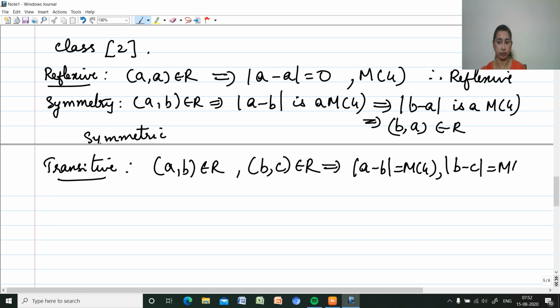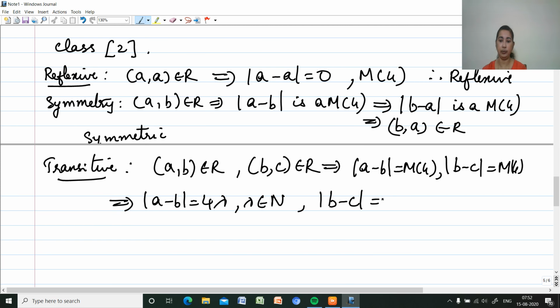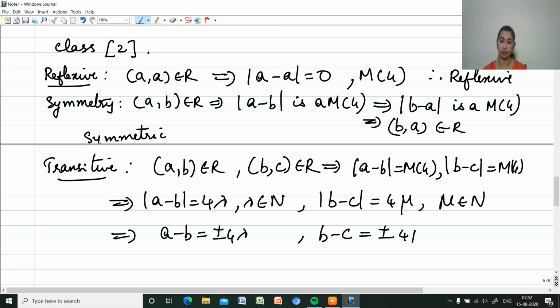That gives modulus of a minus b is equal to 4 into lambda, where lambda is an element of natural numbers. Same way, modulus of b minus c is also equal to 4 into mu, where mu is also an element of the set of natural numbers. That implies a minus b can be written as plus or minus 4 lambda. Same way, b minus c can also be written as plus or minus 4 mu.